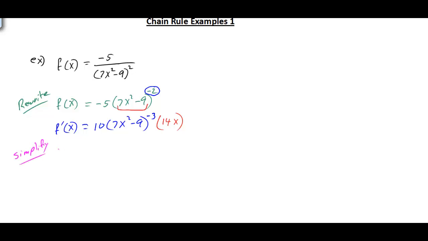If we're going to simplify this, we could take 10 times 14x to get 140x. And if you want to make the exponent positive, we can move this piece to the denominator. So we have 7x squared minus 9 raised to the positive 3 power. And that is our derivative.